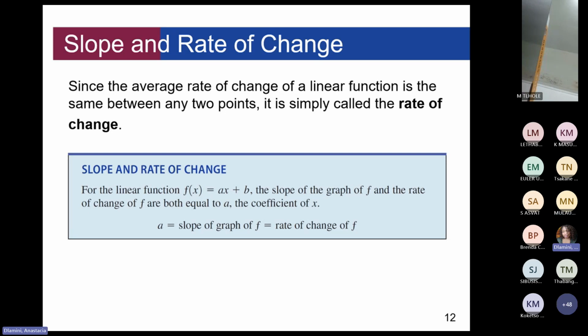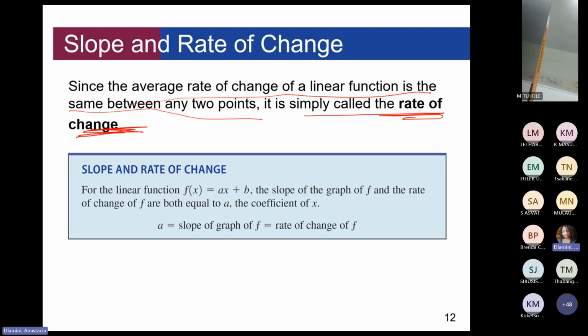Are you seeing the terminologies, guys? Hello? Are you seeing the terminologies? So they say, since the average rate of change of a linear function is the same between any 2 points, it's simply called the rate of change.